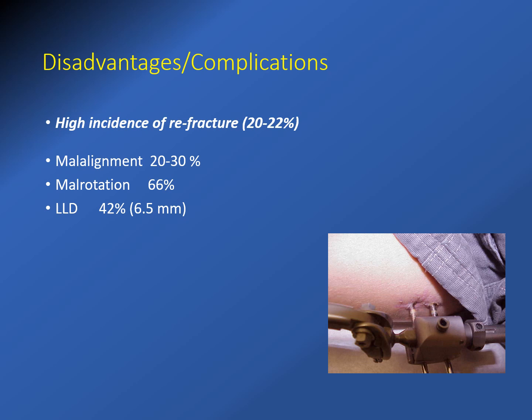So children in general don't like to use external fixators and don't tolerate them very well at the level of the thigh because of the pin tract infection. So again, the disadvantage of using the external fixator is the high incidence of refracture. There is also some malalignment and malrotation and limb length discrepancy. And another reason not to use them is the pin tract infection, which is more common at the level of the thigh, and patients don't like external fixators in general at the level of the thigh.